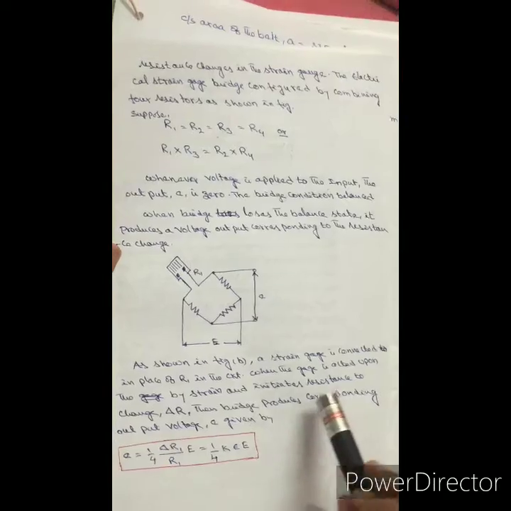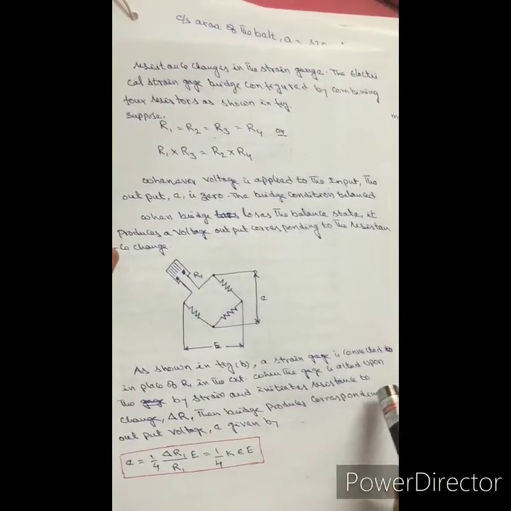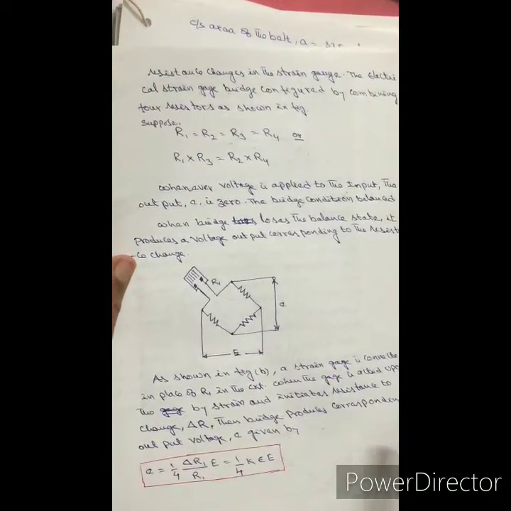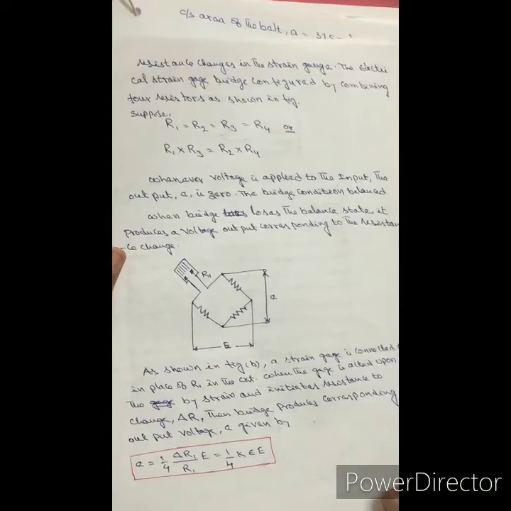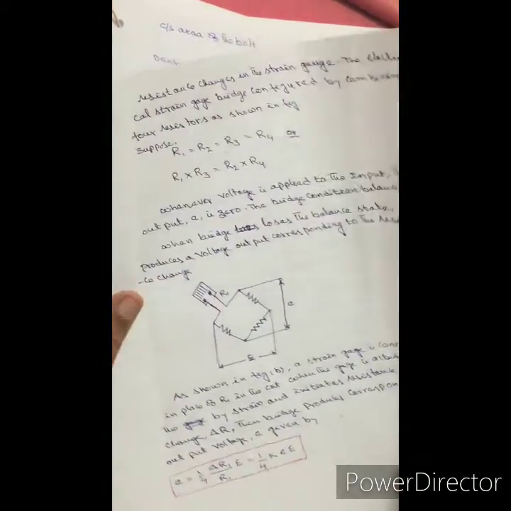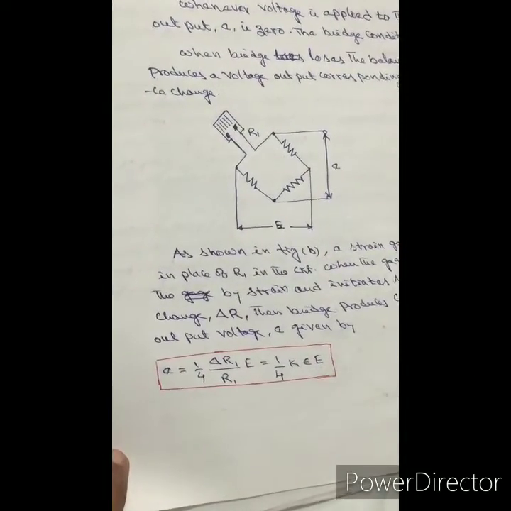As shown in the figure, a strain gauge is connected in place of R1 in the circuit, and when the gauge is acted upon by strain and its resistance changes by delta R, the bridge produces a corresponding output voltage, denoted by e, given by one equation. That equation is e equal to 1 by 4 into delta R1 by R1 into E, that is equal to 1 by 4 into K into epsilon into E.